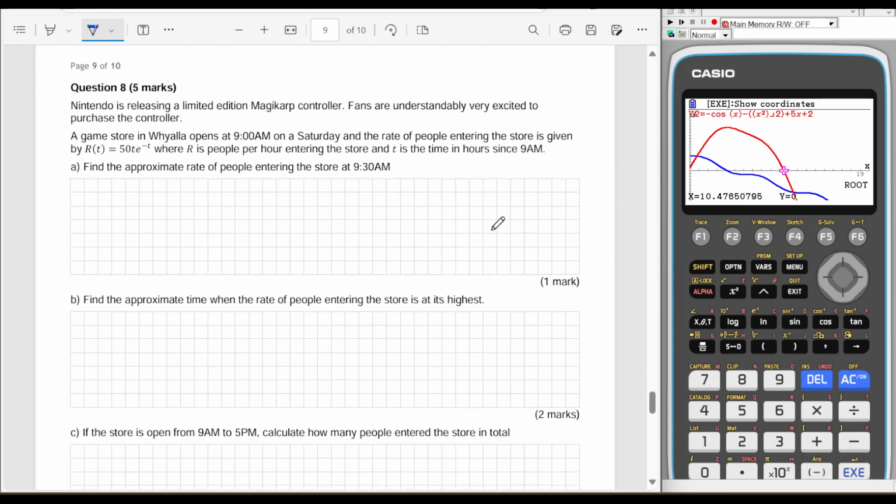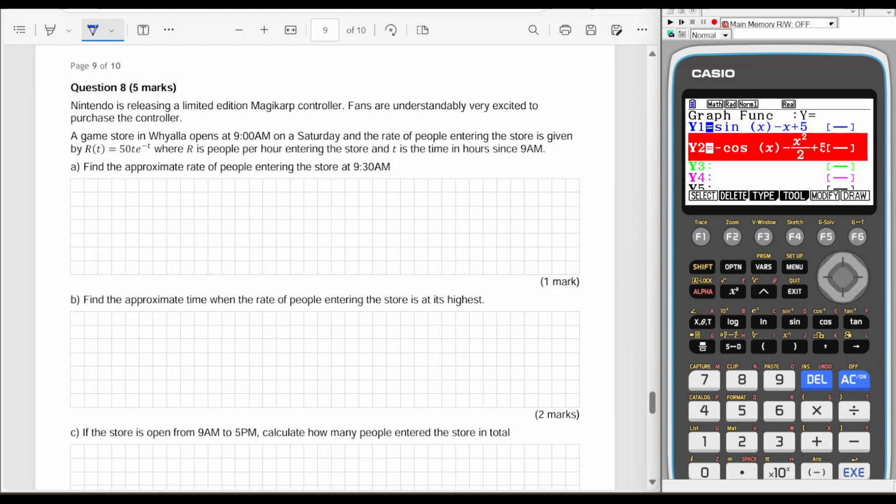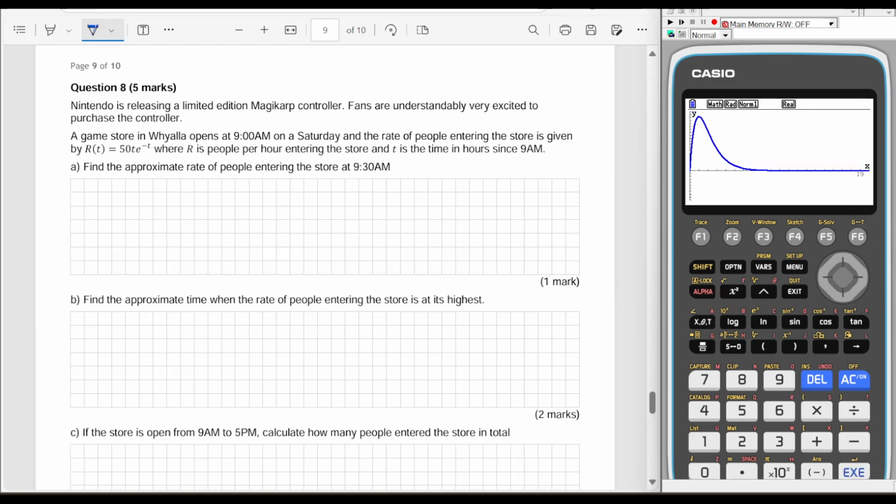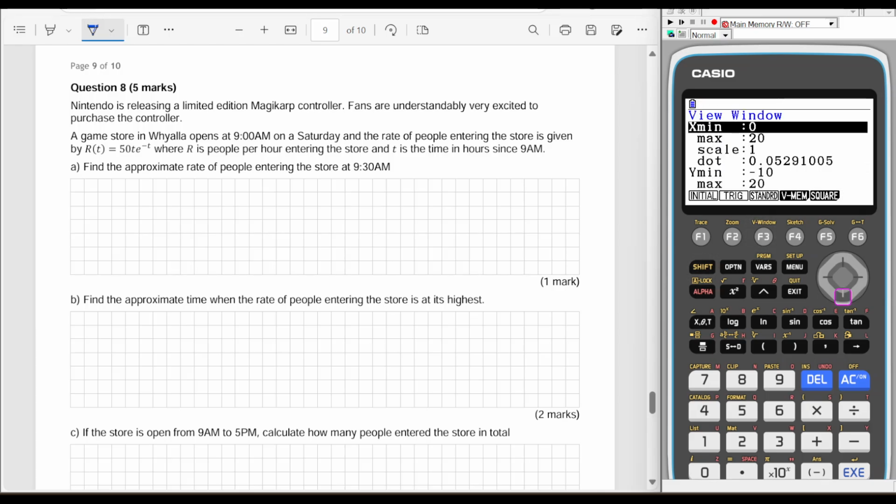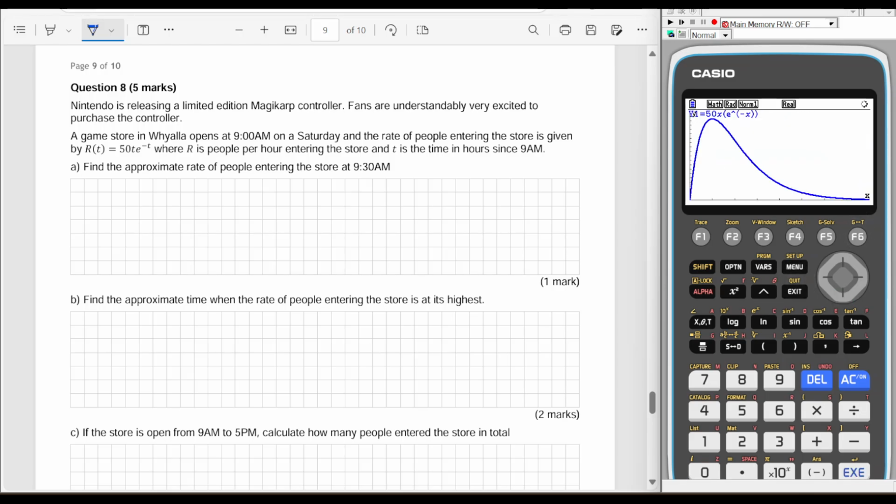Nintendo is releasing a Magic Art controller. I can't wait. Anyway, you're going to graph this. So it's actually a surge function. People are surging into the store wanting to buy this controller. 50x, and then it's e to the power of minus x. That's the equation. Well, that's actually already a pretty good window. That's nice. So maybe it's 0 to, well, the store's open from 9 to 5, so that's 8 hours, so 0 to 8. And y can go from 0 to 20. And that should give us a really nice graph.